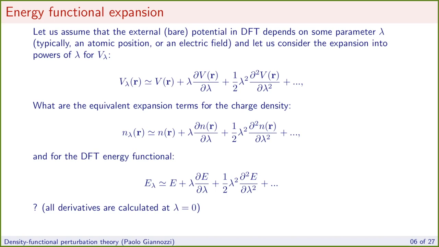Of course, the solution of the Kohn-Sham equations, phi of lambda, will give n of lambda. And also the energy, the DFT energy functional, will depend upon lambda. So we can write similar expansions for the charge density and the energy functional, and we wonder what those terms are: what do we put here in this derivative of the charge density with respect to lambda, the derivative of the energy with respect to lambda, and especially the second derivative of the energy with respect to lambda squared.